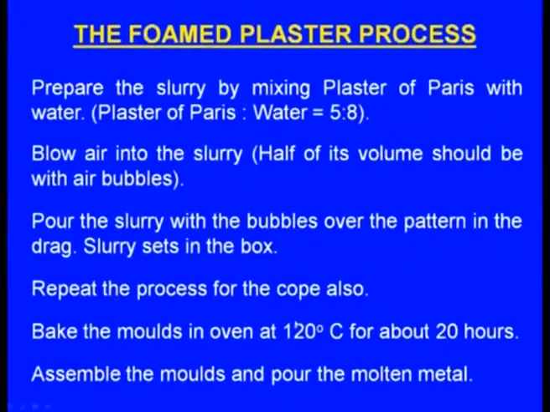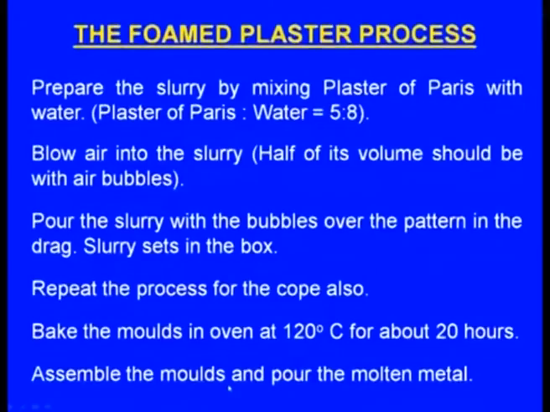Cope also can be made in the same way. Now bake these two molds in an oven at 120 degrees centigrade for about 2 hours, about 20 hours. Then what will happen? These plaster molds will be hardened, and any moisture present will be evaporated.